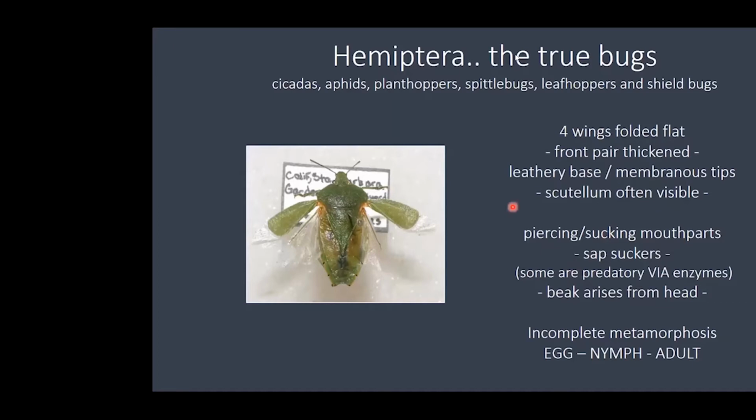Some examples, we talked about aphids. Cicadas are in that group, and leafhoppers. We'll show a few other examples here. Not all of them are bad. There are some good ones too. So just trying to get the foundation here.